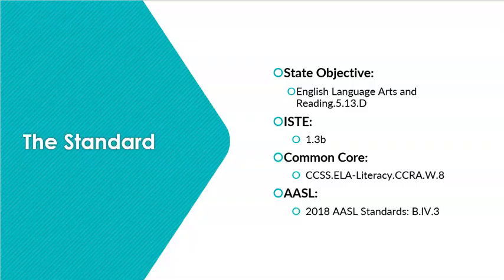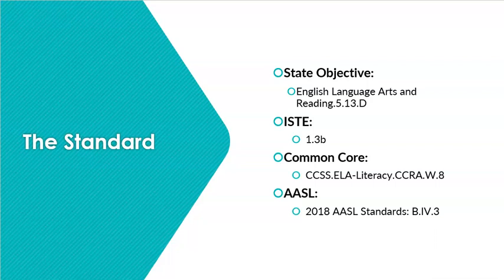The Big 6 model does meet our standards. It meets the state objective for English Language Arts and Reading 5.13.d that states that you need to make sure whenever you are doing a research project that the sources you are using, wherever you are getting your information for your research project, are credible. They are trustworthy sources. For the ISTE standard 1.3b, you also need to make sure that your sources are relevant. It might be very true information, but does it even go along with what you are researching?